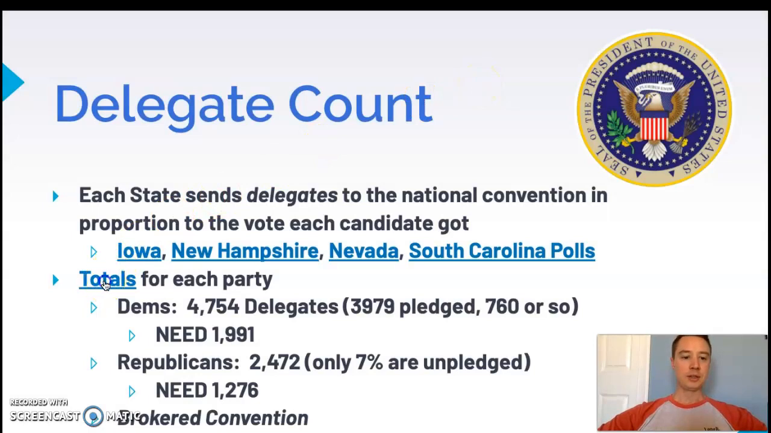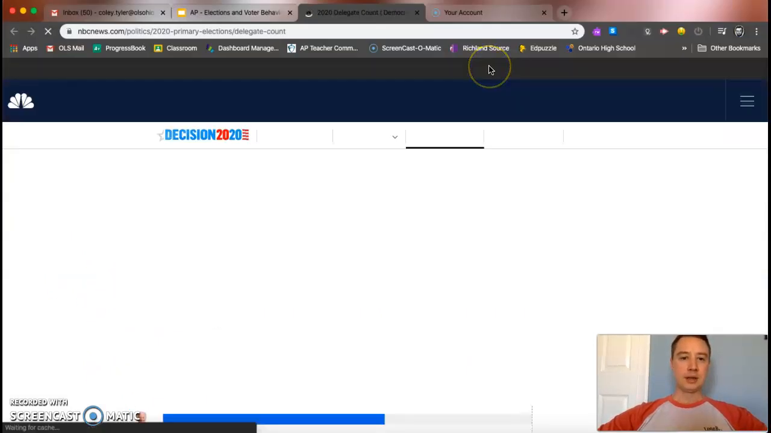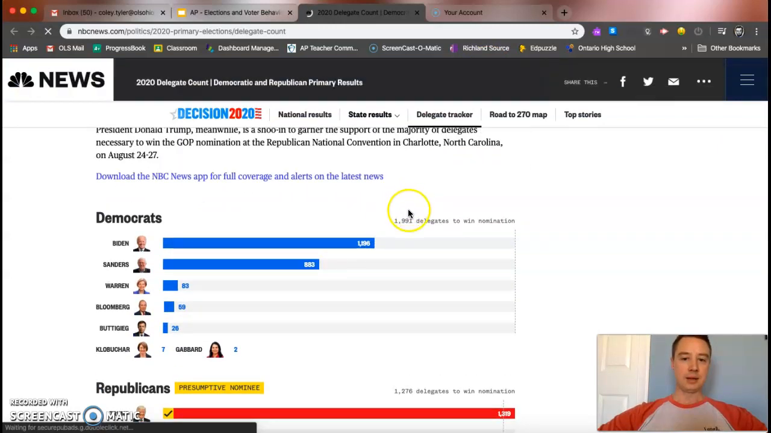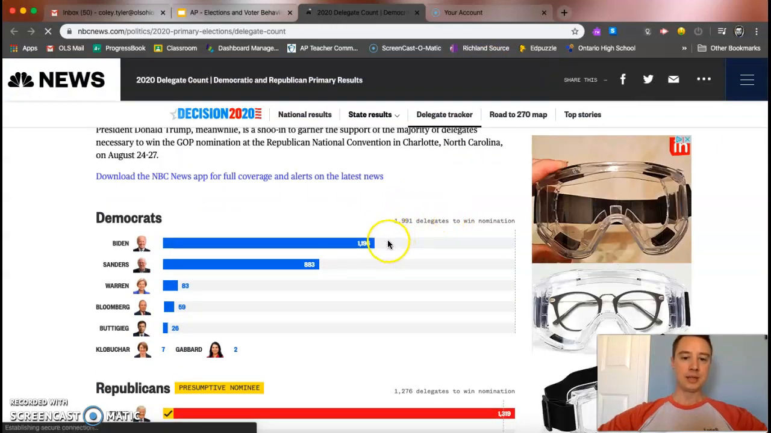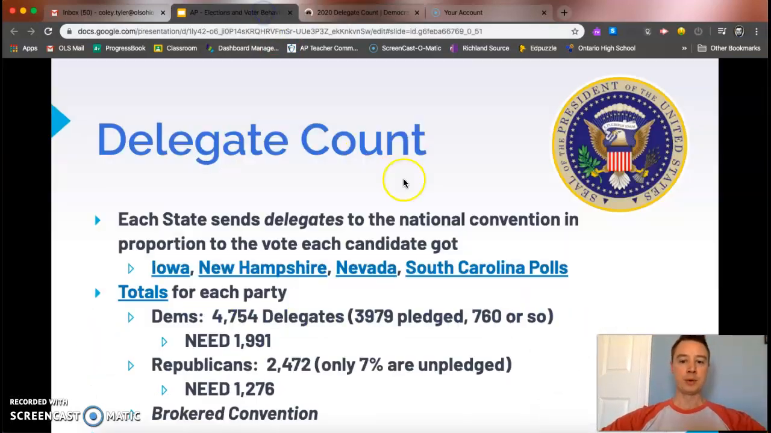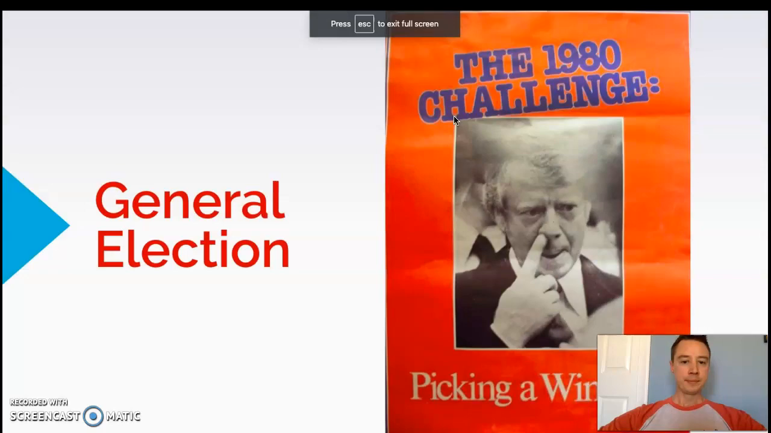If you take a look at the totals here, you can see that Biden is in the lead. They need 1991 to win. He's at about 1,100. President Trump has already sewn up the nomination based on his delegate count. And so again, when we go to the conventions in the summer, there shouldn't be a lot of excitement because we already know who the nominee will be for each side.